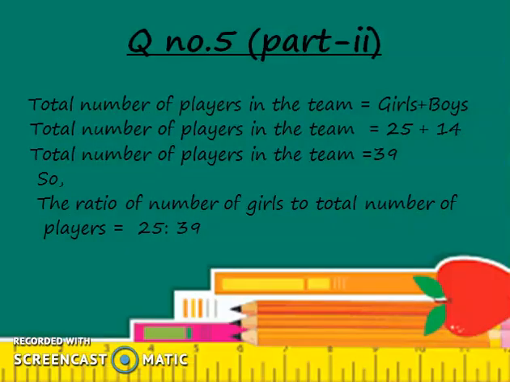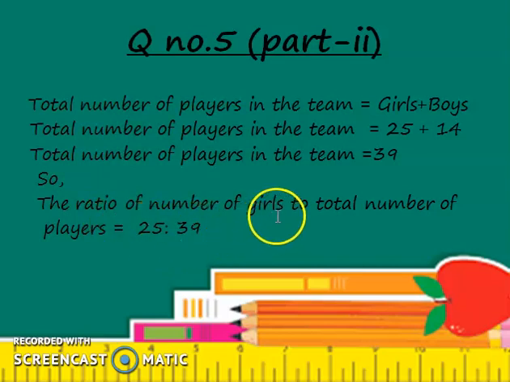Clear? Fine. First statement, what we will do is the total number of players in the team is found by adding total girls with total boys. Girls plus boys, 25 were girls and 14 were boys, so it will be 39. Clear? So we have to write the ratio in ratio form. The ratio of the number of girls to the total number of players. How many girls were there? 25. And how many total players are there? 39. So simply we have to write 25 ratio 13.